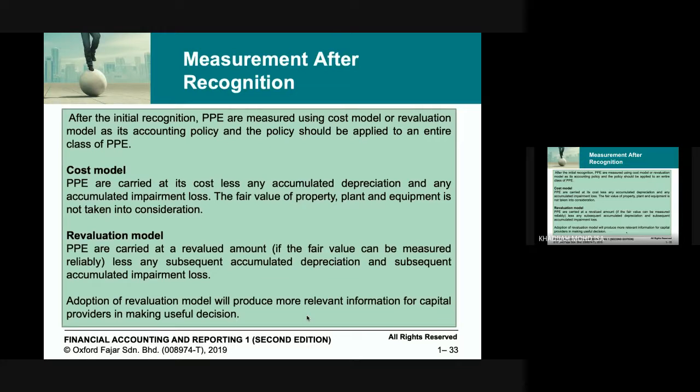So in revaluation, rather than looking at the historical cost, where it is the cost minus the accumulated depreciation, at one time you want to revalue the asset. The revaluation is important if you think that the market value or the fair value of the asset is very different from the book value. So you need to do a revaluation.